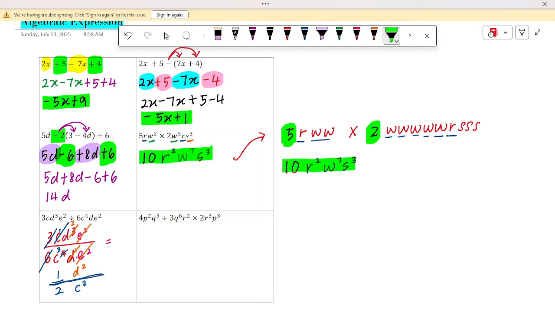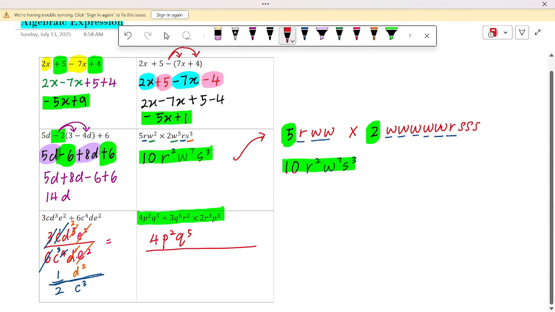Okay, let's see the last question here where they have times and divide. Make sure you arrange them. 4p squared q5 divide means over 3q6r squared times with 2r3p3. So first step, arrange them. Next step, take all your numbers. 4 times 2, 8, 8 over 3. It will just give you 8 over 3. You can't solve them further. Write in fraction form.